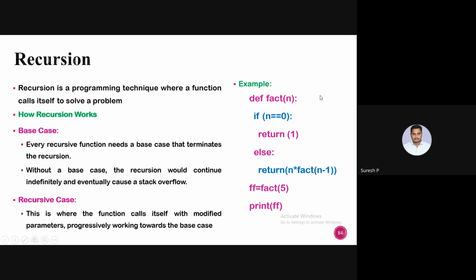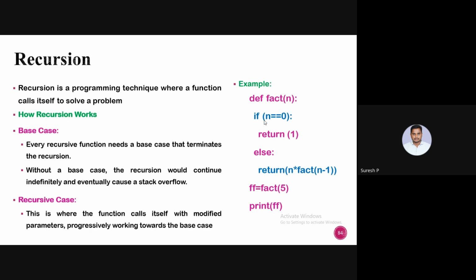For example, here we have an example for calculating the factorial. So def fact of n. This is a recursive function. If n double equal to 0, return 1. So this is the base case. If n equal to 0, return 1. That is the terminating case, so that is the base case.